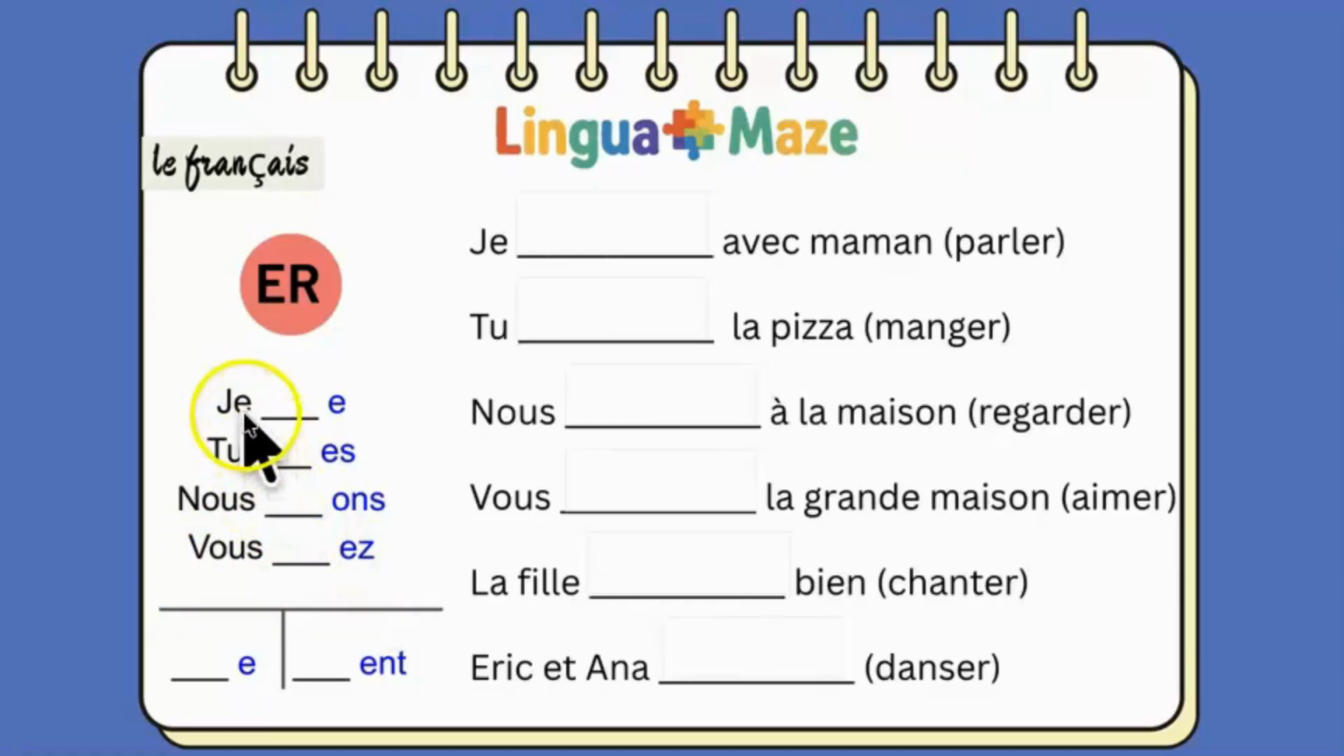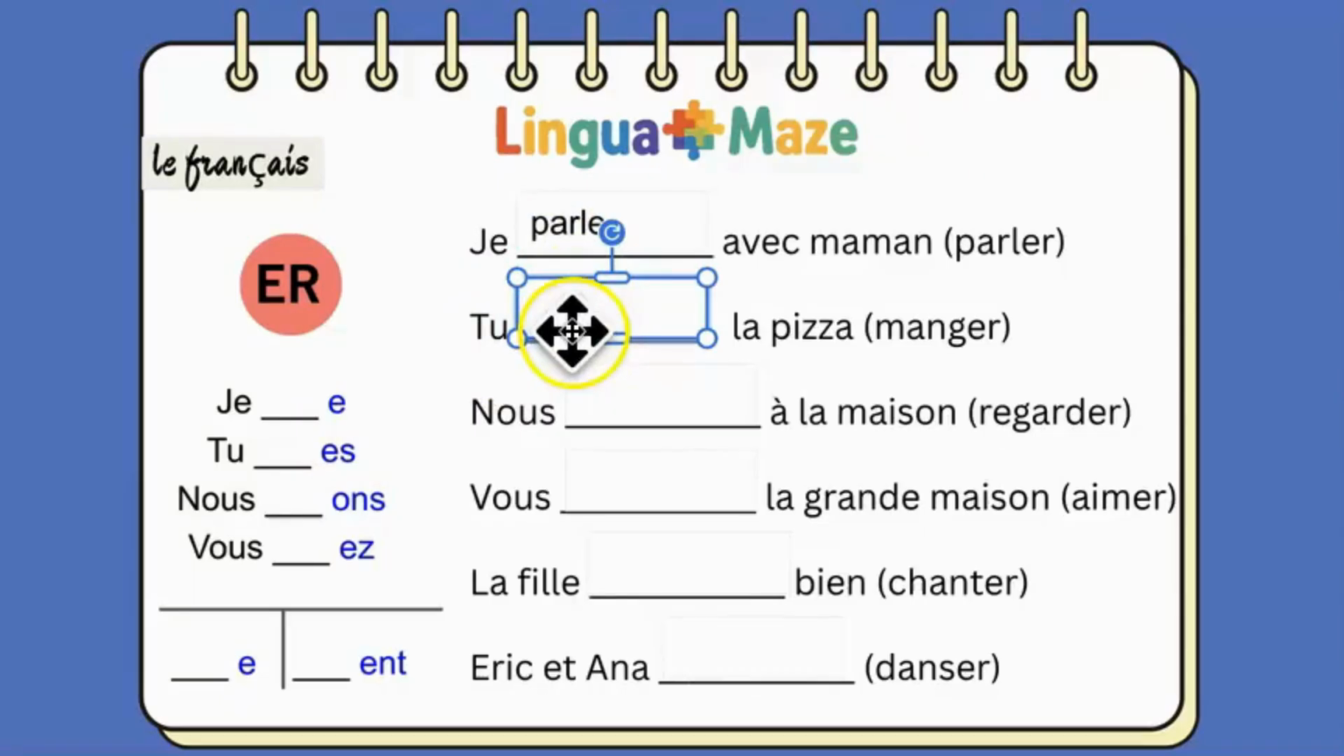If your subject is anything besides je, tu, nous, or vous, you're going to add an E for singular or an ENT for plural. So here we have je blank avec maman. Parler is the infinitive. Take off the ER and you put PARL in the blank. Look at your subject. Your subject is je. Come to the chart, and what goes with je? You would add an E.